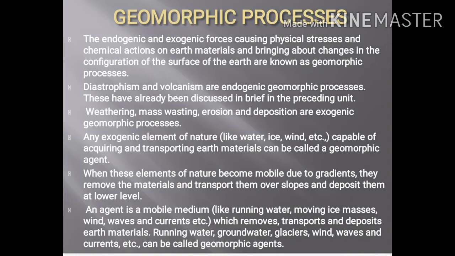Geo means earth and morphos means form. So what are the various processes which continuously shape the earth's surface? Firstly, we have to understand what geomorphic processes are.